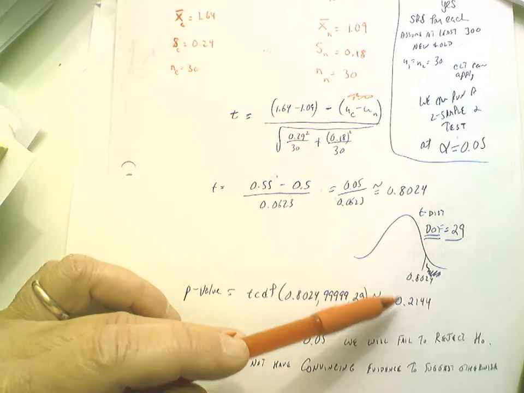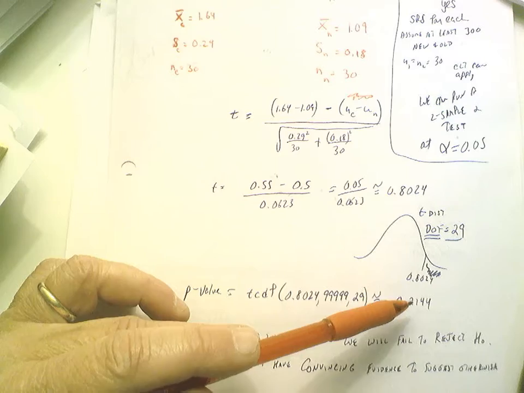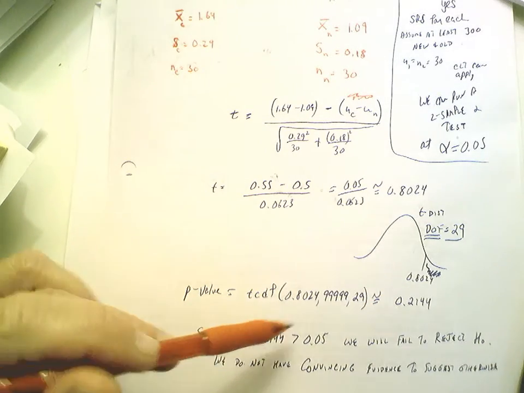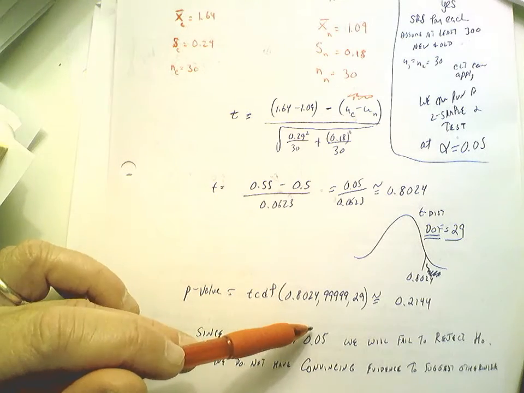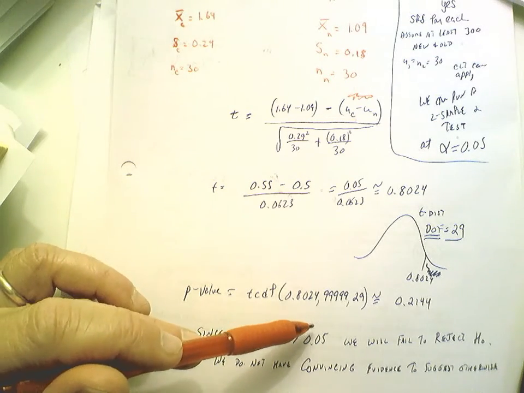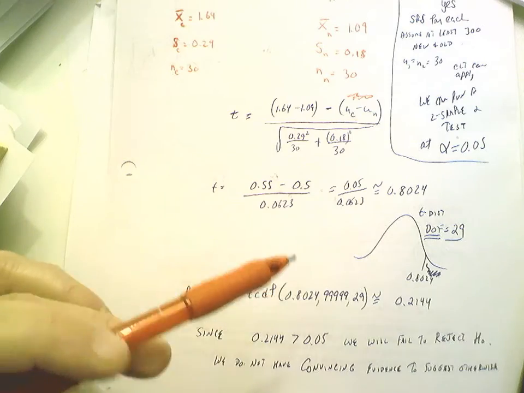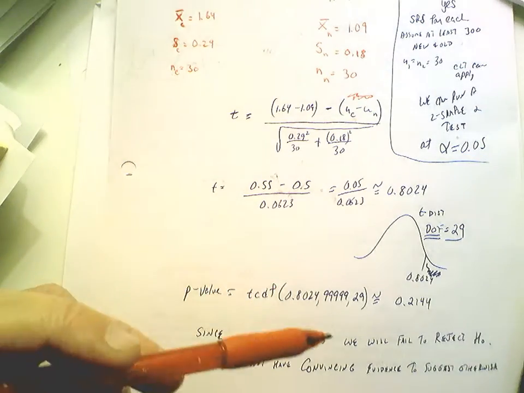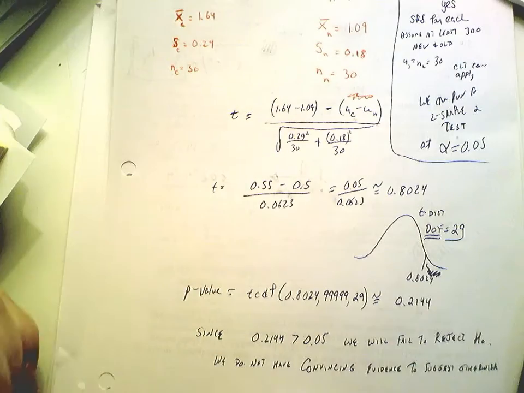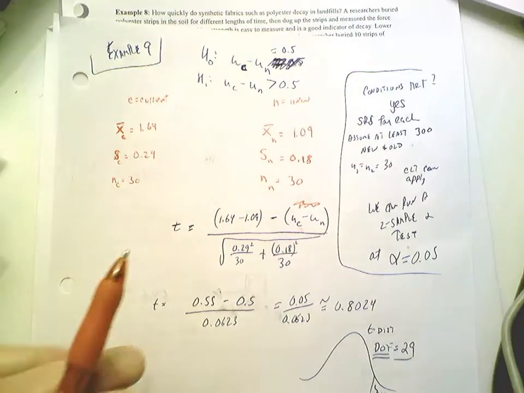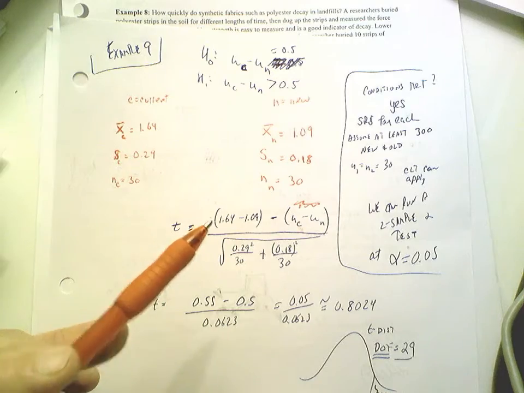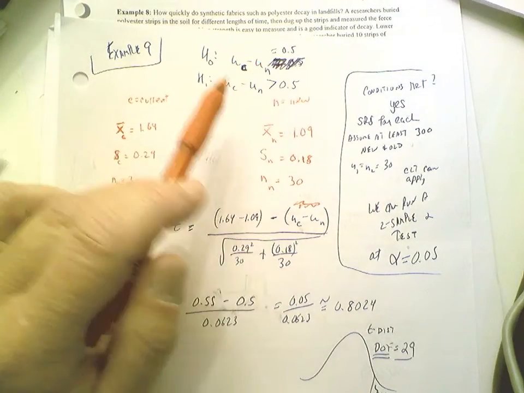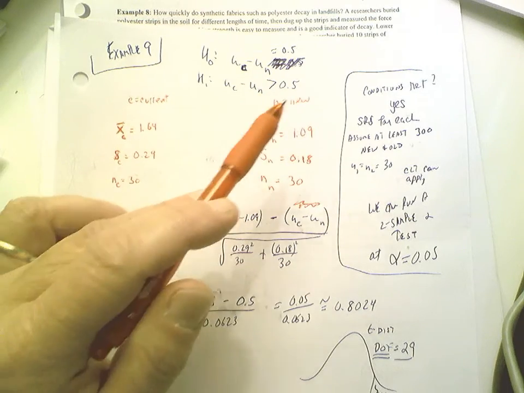I'll come up with a probability value just slightly greater than 21.4%. Since that value is much larger than our alpha level, the 5% significance level, I'm going to fail to reject the null hypothesis. I don't have convincing evidence to suggest that this new model toilet is actually saving that much flushing per gallon. I'm just going to have to go ahead and live with this. I just can't believe that it can do more than what they're saying.